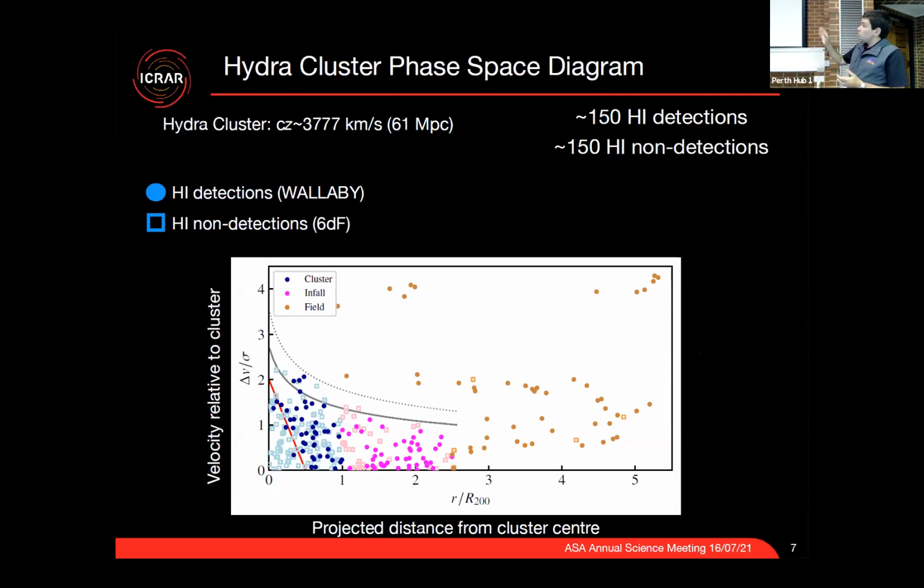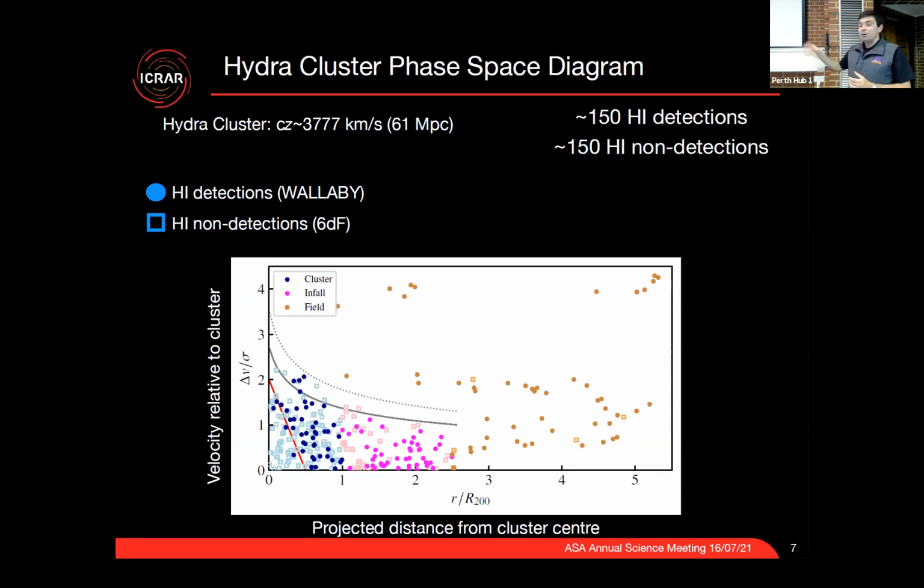Now, what I've done is split up this sample into galaxies I classify as cluster members. So they're in blue in this and all future plots, infalling galaxies in pink, and field galaxies in orange. And here I've used the phase-space diagram. So it plots the velocity of each galaxy relative to the cluster on the y-axis against the projected distance of each galaxy from the cluster center on the x-axis.